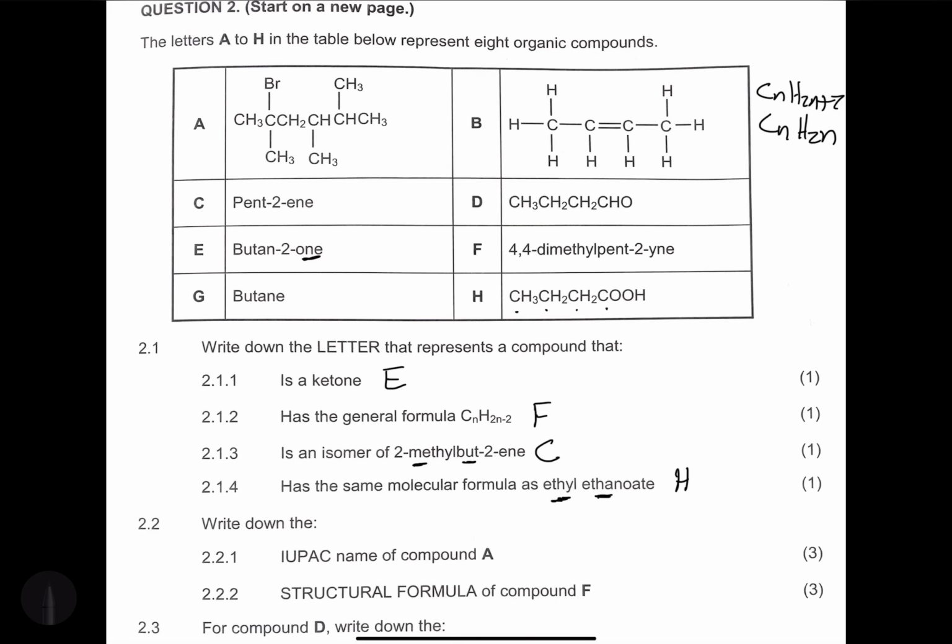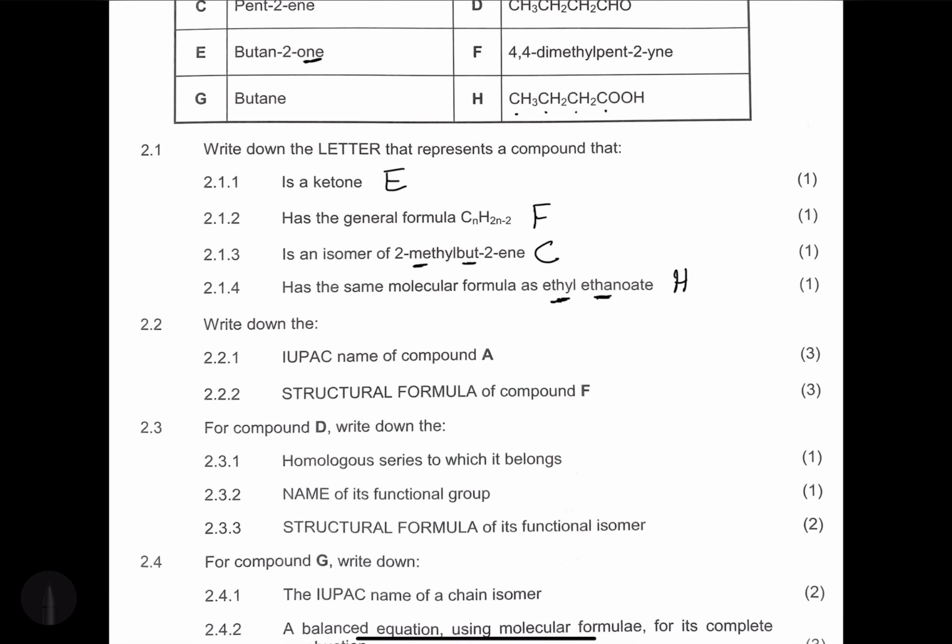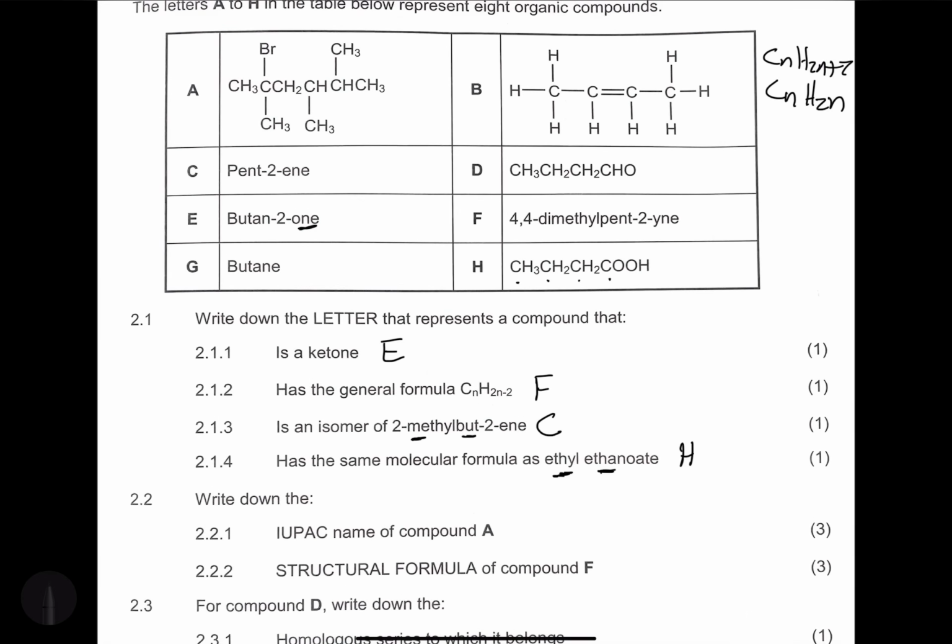All right, now going to the next few questions. They say write down the IUPAC name of compound A. Now let's have a look at compound A. So compound A has how many carbons? Let's see. It has 1, 2, 3, 4, 5, 6. Could we have another combination? Doesn't look like it. And in this case, we see we've got a bromide there.